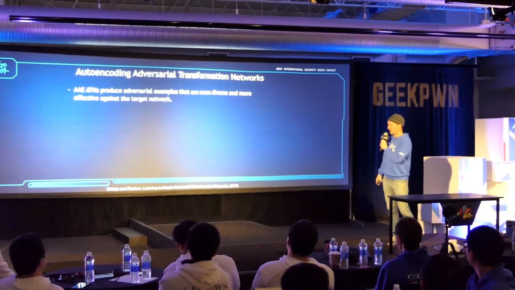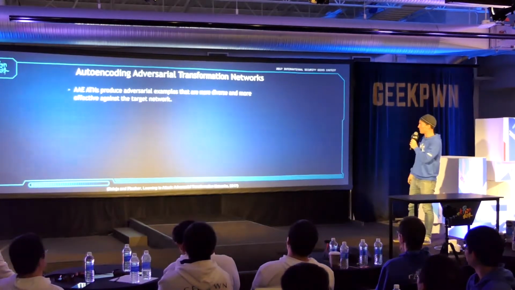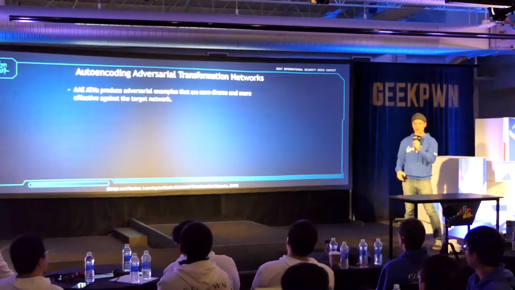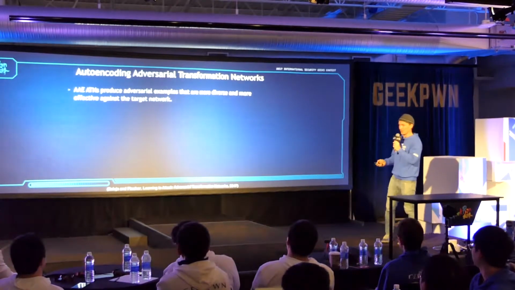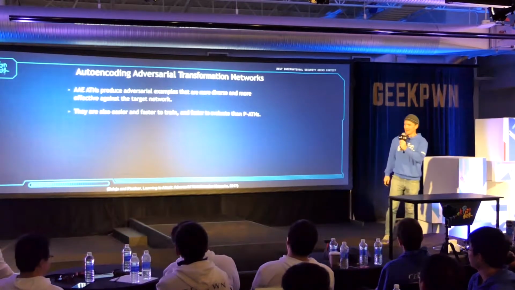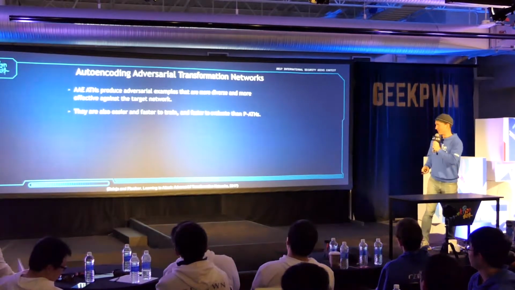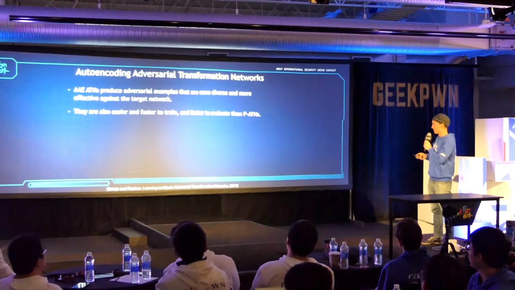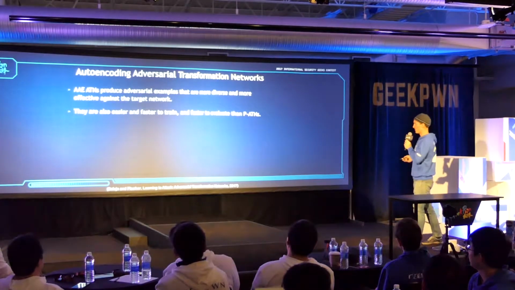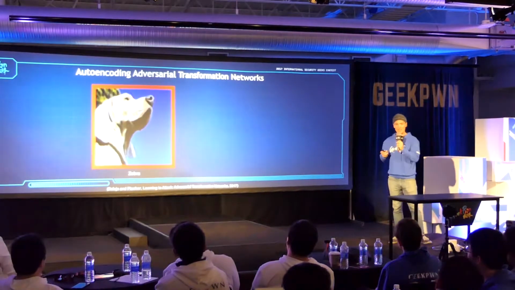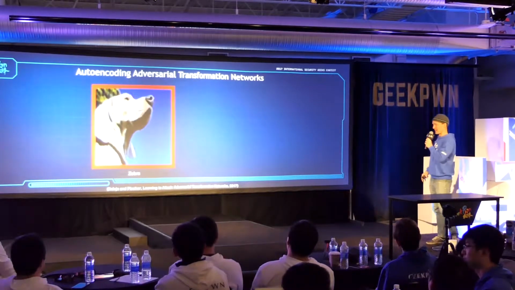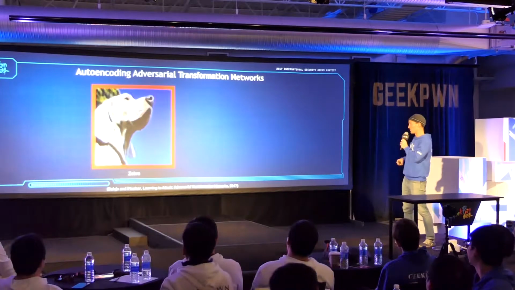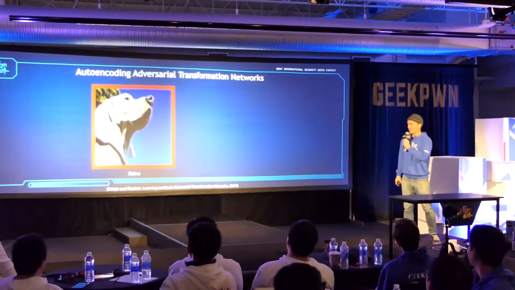By contrast, adversarial autoencoding ATNs produce adversarial examples that are much more diverse and actually more effective against the target network. And they're easier to train and faster to train, it turns out. And also faster to evaluate for a variety of reasons. But they don't maintain quite the same fidelity in the output image, since they have to generate every single pixel of the output image.